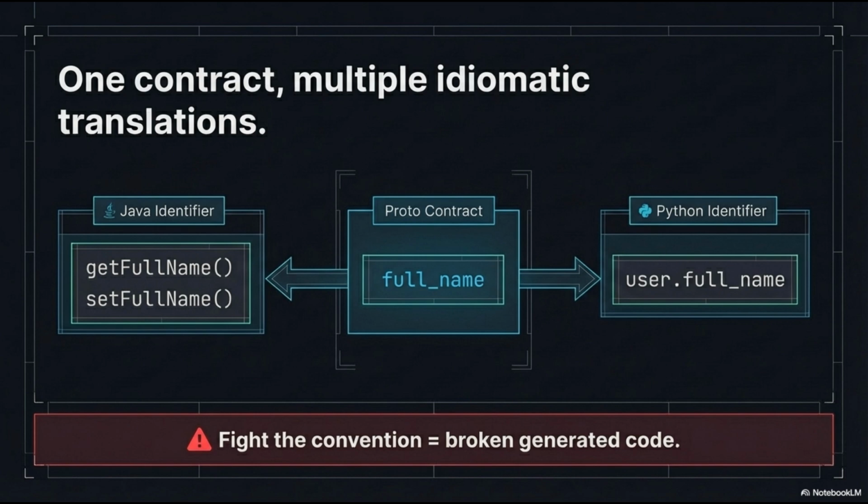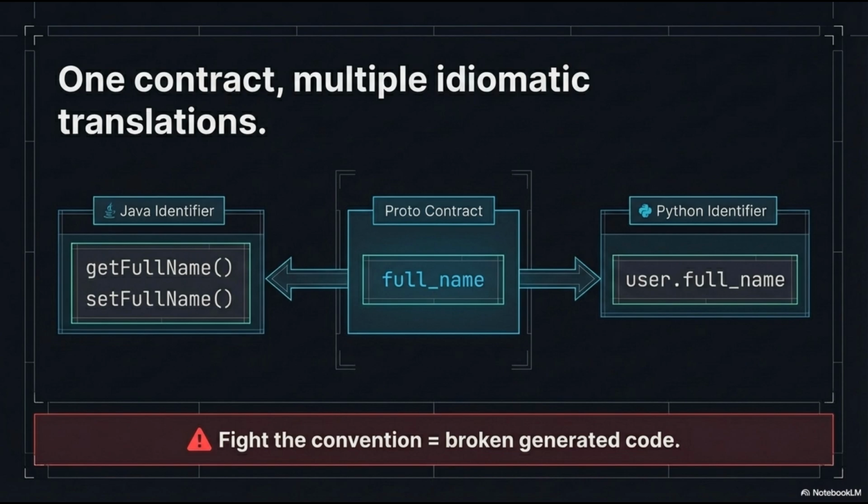That's exactly the intent. But if you fight the convention and force CamelCase onto the fields in the proto file, the compiler's translation logic just breaks down. What happens then? You end up with generated Java methods that look odd, or bizarrely cased Python properties that fail every linting check in your CI pipeline. So you write it the Protobuf way in the contract, and the compiler handles the cultural translation to your target languages. That's a great way to phrase it.